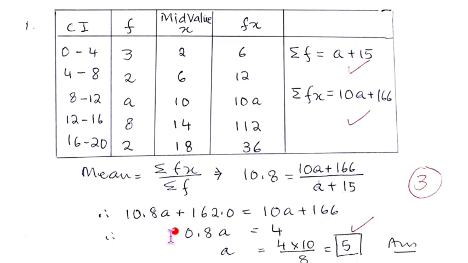Then you cross multiply, so it is 10.8a plus, when you multiply these two, it is 162, which is equal to 10a plus 166. Bring 10a this side, so 0.8a is equal to 4, because 162 goes that side, gets subtracted. So a will be equal to 4 multiplied by 10 upon 8, meaning 4 upon 0.8. That will come out to be 5.